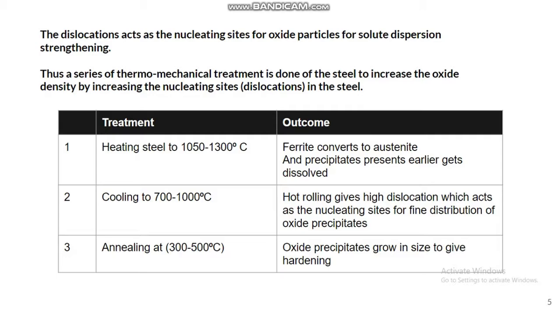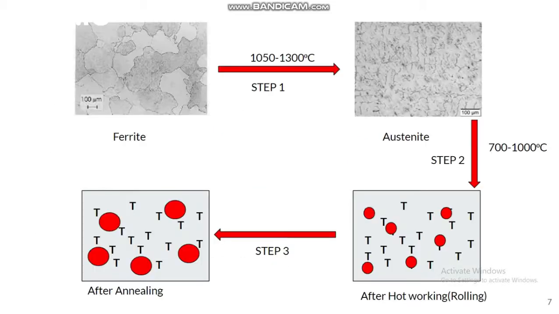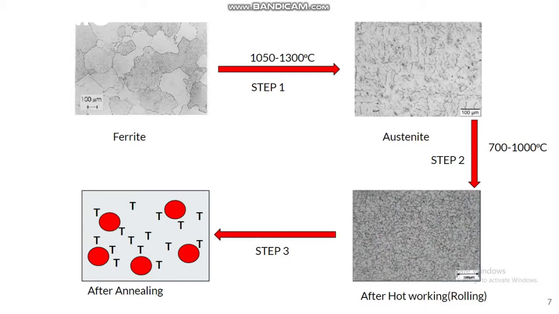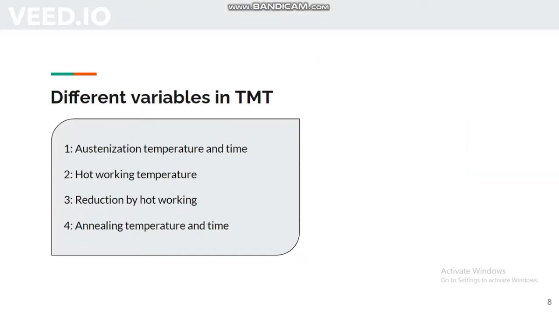This is the temperature versus time graph of the process. This is the step-by-step microstructure analysis of the steel. Step 2 gives a high dislocation density to the steel for nucleation, and after annealing, the oxide particles grow in size to give strength. These are the different variables of the thermomechanical treatment. These variables can be altered to give different properties to the steel.